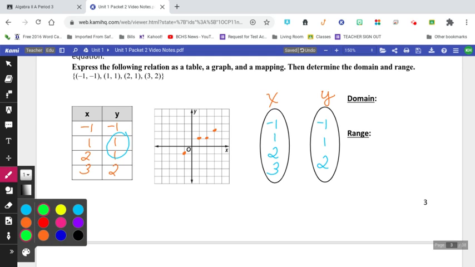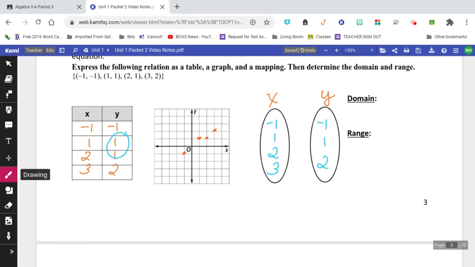So then how would we know which numbers go together? Well, this is where we do our mapping. We draw arrows. So -1 goes to -1, 1 goes to 1, but so does 2. And then 3 goes to 2.